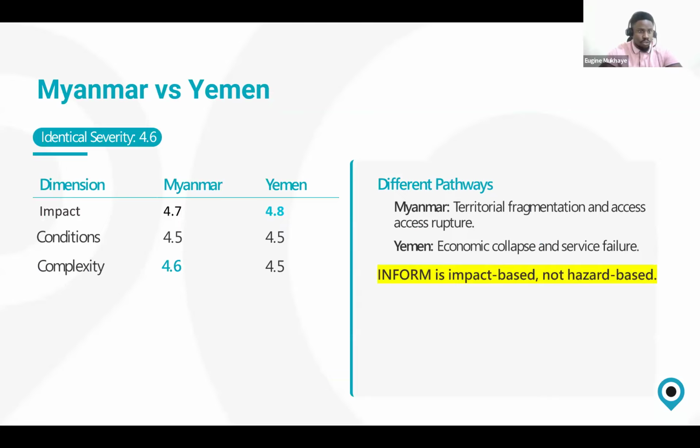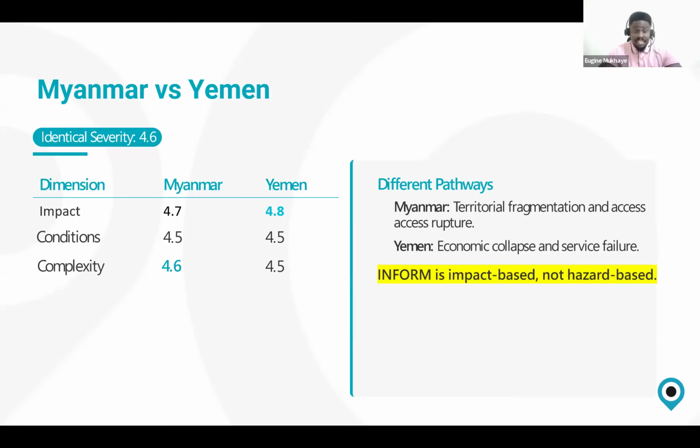Another comparison was between Myanmar and Yemen. We asked the audience whether Myanmar and Yemen feel like a comparable crisis. Most people instinctively said no, and the reaction makes sense. Myanmar's crisis is largely shaped by territorial fragmentation, conflict dynamics, and some access restrictions, while Yemen's crisis, on the other hand, is often described as an economic collapse combined with long-term institutional erosion.